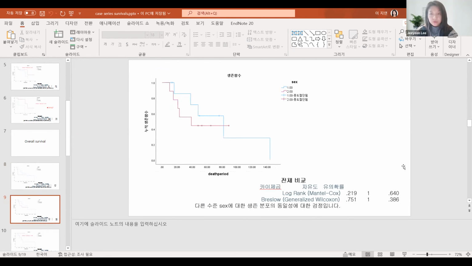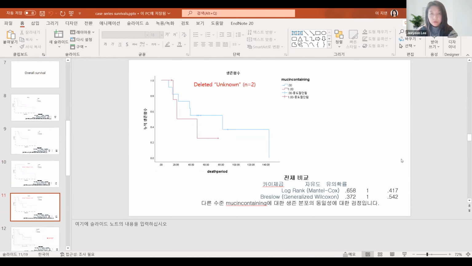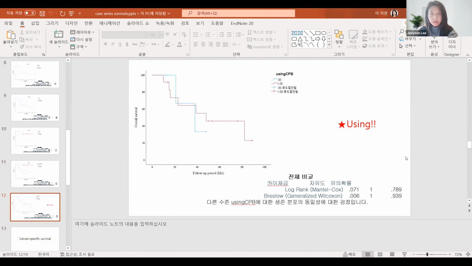Let's pass the age, sex, smoker, and mucin containing, and look at using cardiopulmonary bypass. There wasn't statistical significance between the 2 groups. So I thought it is related to recurrence but not survival, because death happens not just because of malignancy, but also rejection or pneumonia or other causes.